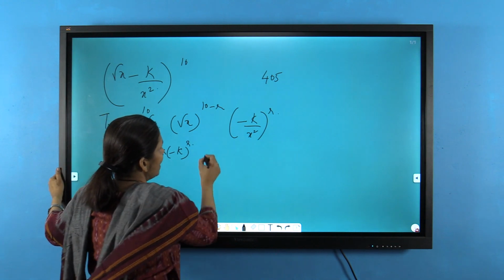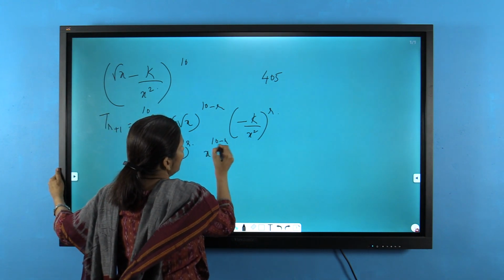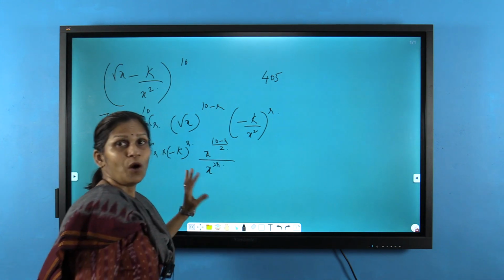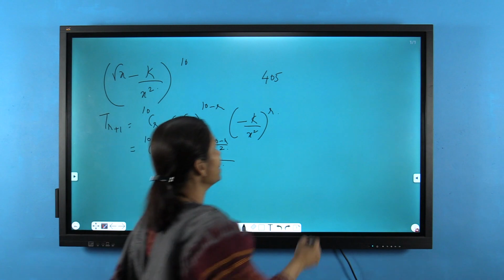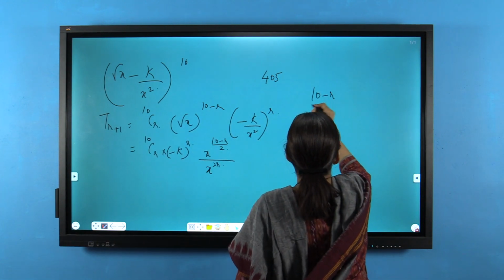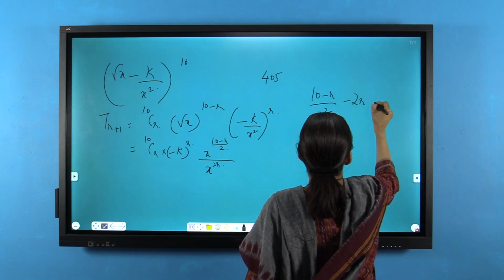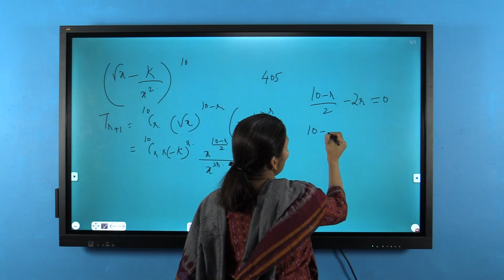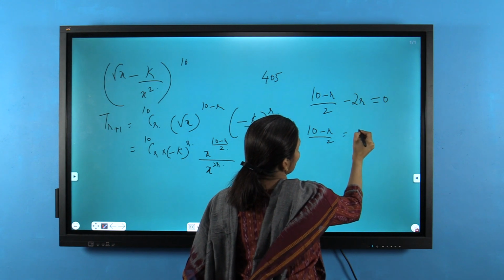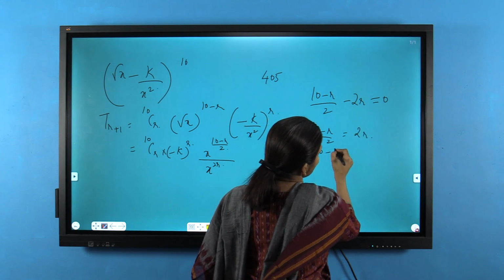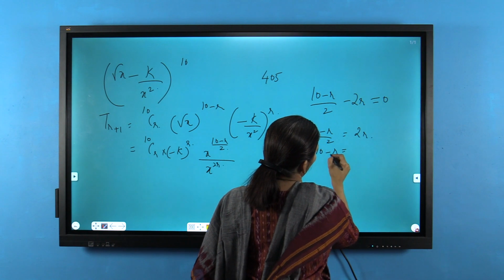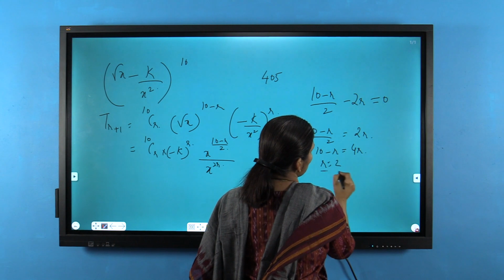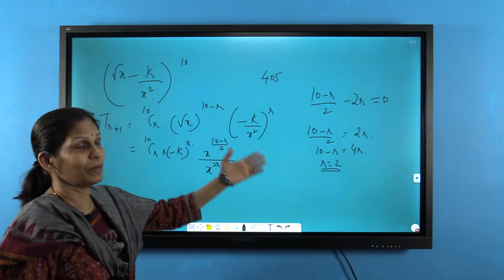What are the terms in x? x raised to (10 minus r) by 2 divided by x raised to 2r. What is the power of x now? It is (10 minus r) by 2 minus 2r is equal to 0. So, you have (10 minus r) by 2 is 2r. So, 10 minus r is 4r, or 10 is 5r. So, r is equal to 2. So, it is the third term independent of x.